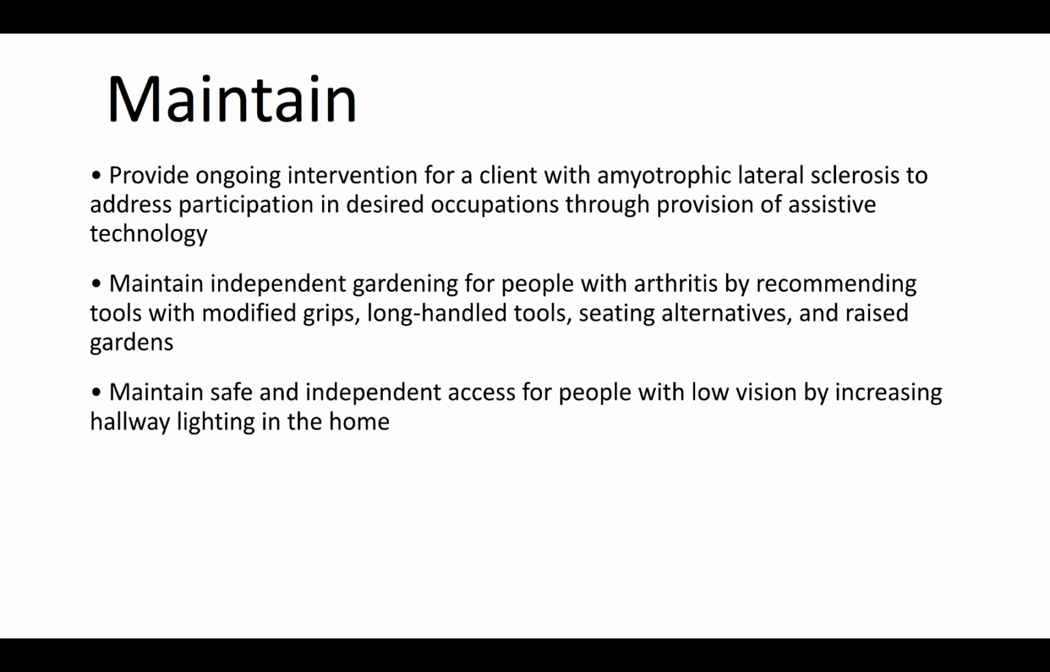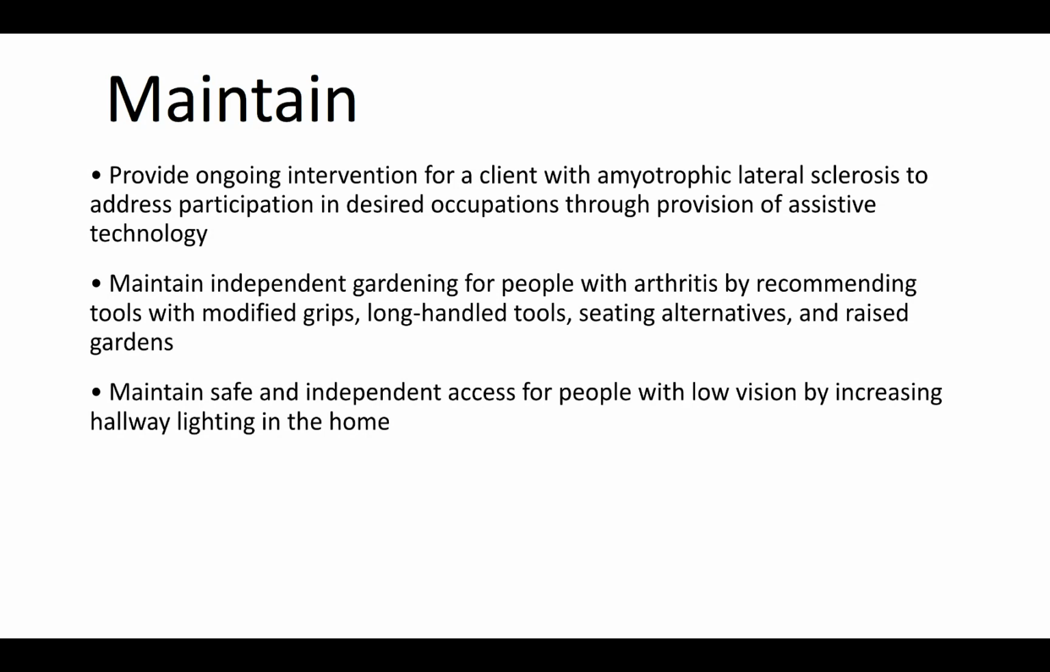The next one is maintain. When we think of maintain, this isn't something that generally comes to mind when we're talking about therapy. But there are individuals that we work with that maintaining is all we're going to get. So the first example talks about amyotrophic lateral sclerosis. This is a diagnosis of an individual that is not going to get better. It is progressive and it is eventually debilitating, so that they're not able to care for their own selves.